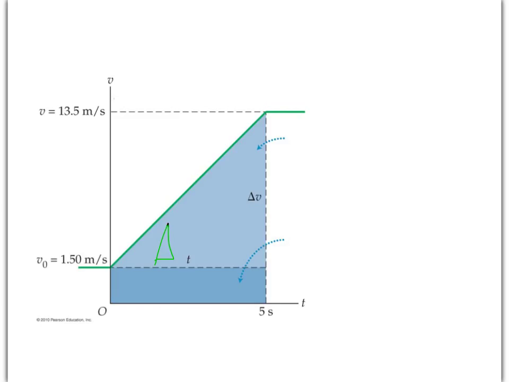Oh, probably not. I wrote green on light blue. That's terrible. Let's write it in red. This whole shaded area right here is going to be the change in displacement, because velocity times time equals that change in displacement, or the distance that you traveled. So how do we get that area? Well, we take this box right here.